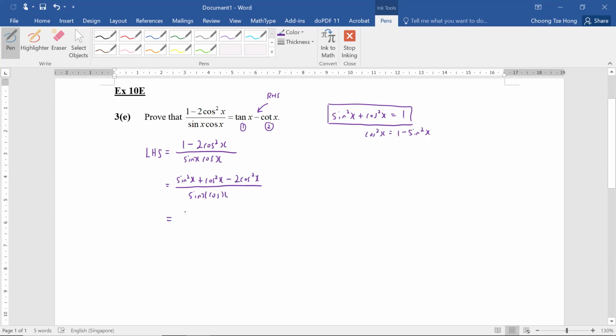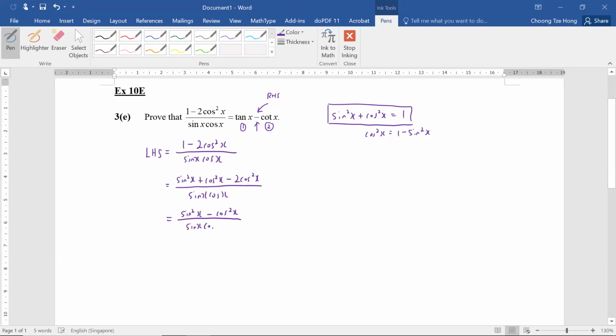But if you look here, we have sine square x. Cosine square x minus 2 cosine square x will just give us negative cosine square x. So at least I've gotten rid of that 2 over there, and what I have now is a minus. See, over here is a minus, right?